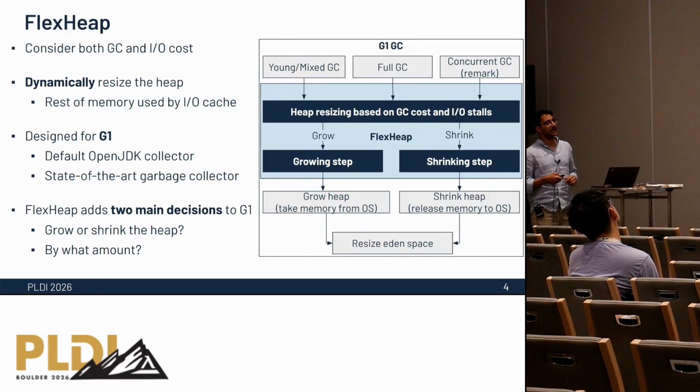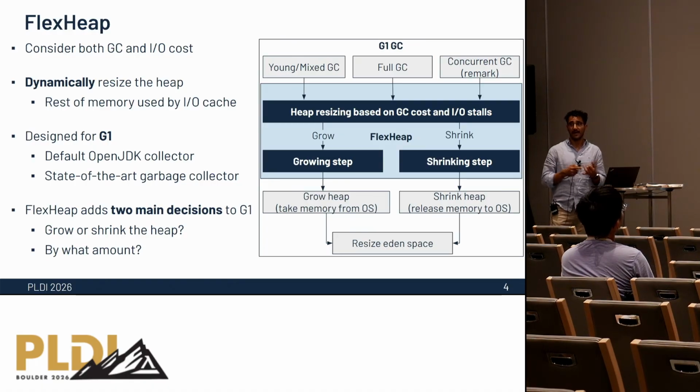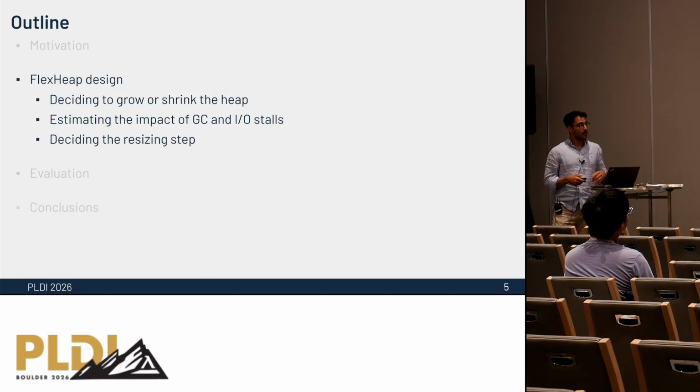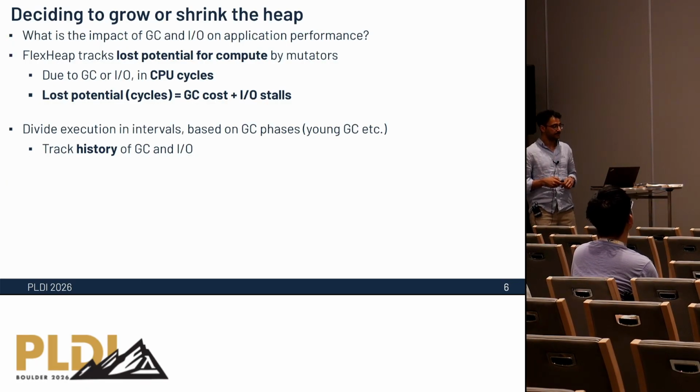After each GC type, FlexHeap makes 2 main decisions: whether to grow or shrink the heap, and by what amount. Now I'm going to present the design of FlexHeap, discussing how it decides to grow or shrink the heap, how it estimates the impact of GC and I/O stalls, and how it decides the amount of the resizing step.